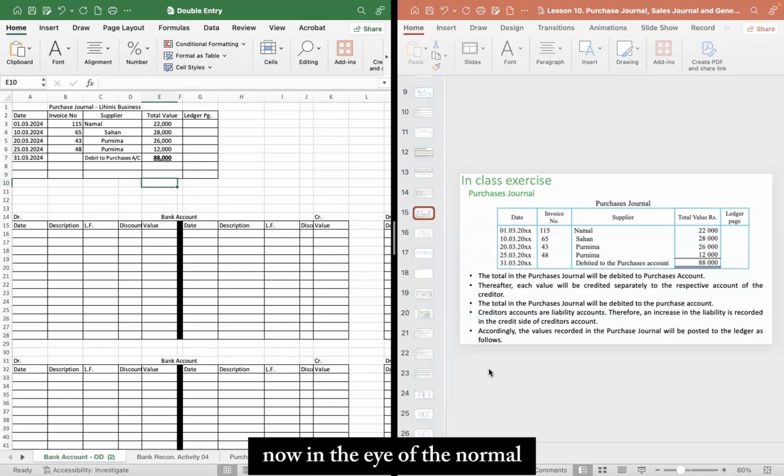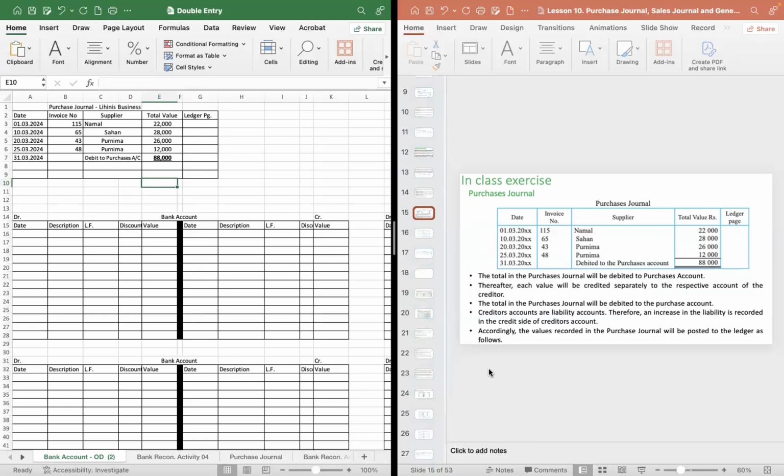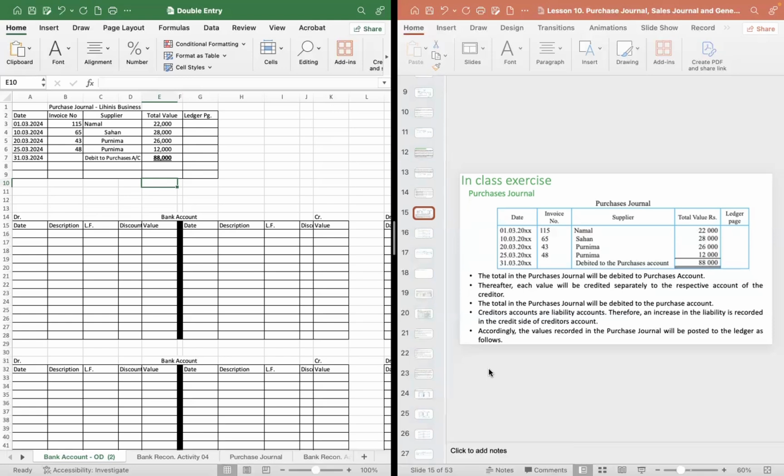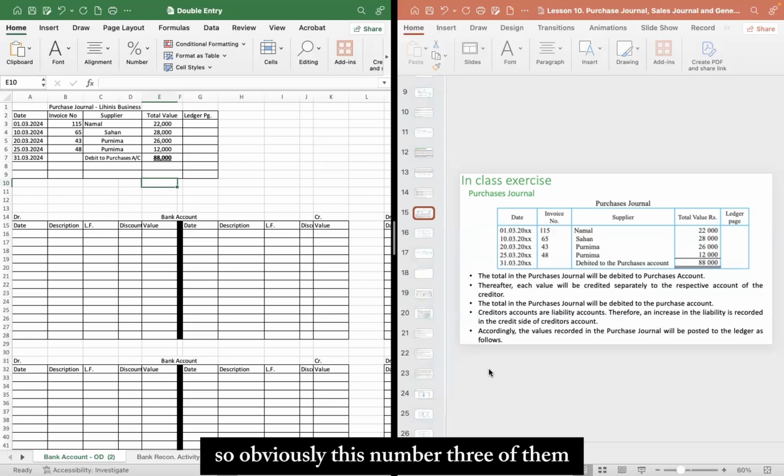Now, in the eye of Namal, who is Lihini? Lihini is a debtor. From Namal's side, Lihini is a debtor. But we are now talking about Lihini's business. So obviously Namal, Sahan, and Purnima, three of them are our suppliers who have supplied on credit. So they are creditors.